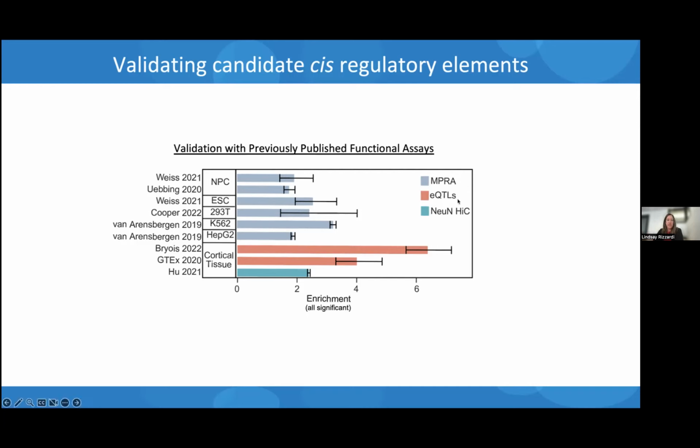We can also use eQTL data sets that I mentioned previously, and we pulled 2 from cortical tissue from the recent 2022 study, as well as from GTEx. And again, we see a significant enrichment in our data set. Finally, we use Hi-C data from Hu et al. 2021. And again, we see a significant enrichment in Hi-C contacts matching the region being linked to the same gene that we're detecting a link. So there's just a lot of positive data supporting our findings.